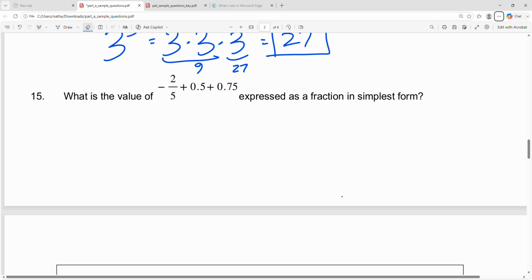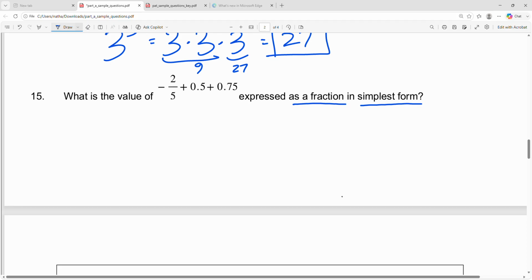Okay, question number 15. So here we go. We are adding fractions and some decimals together. We've got -2/5 plus 0.5 plus 0.75, and they want it expressed as a fraction in simplest form.